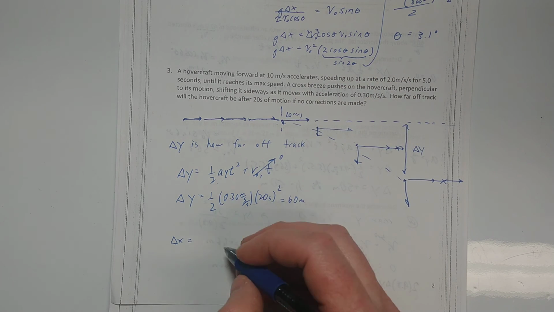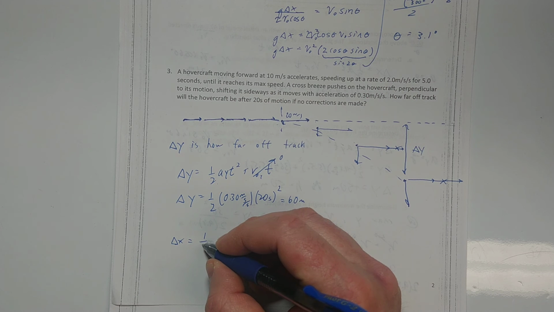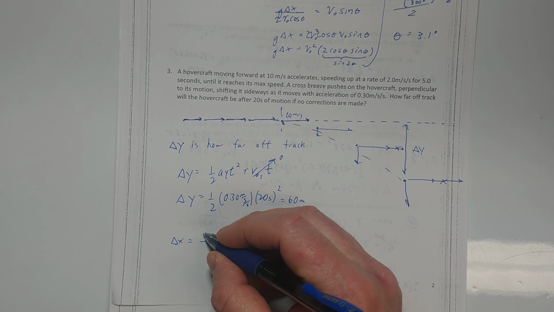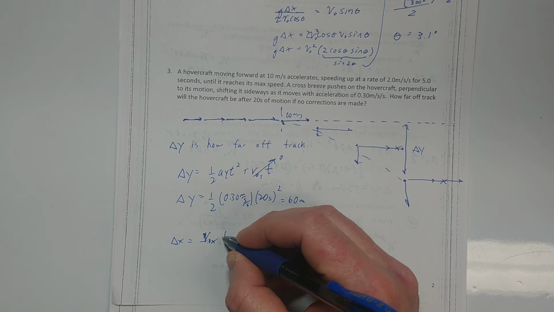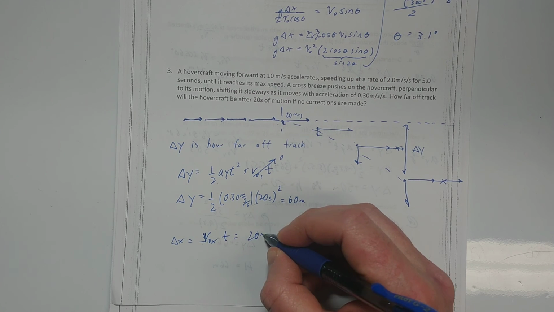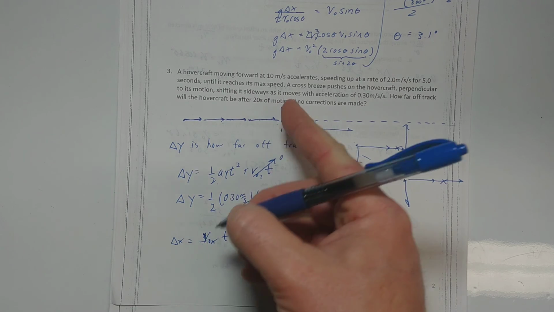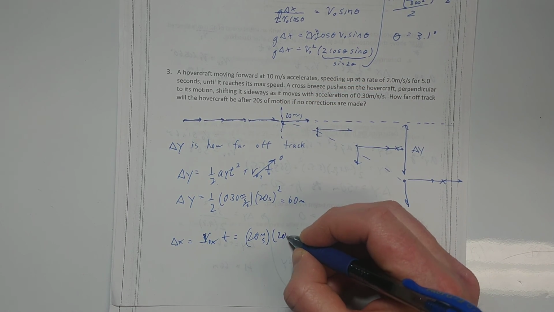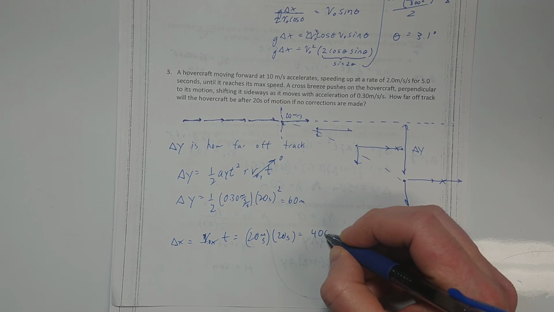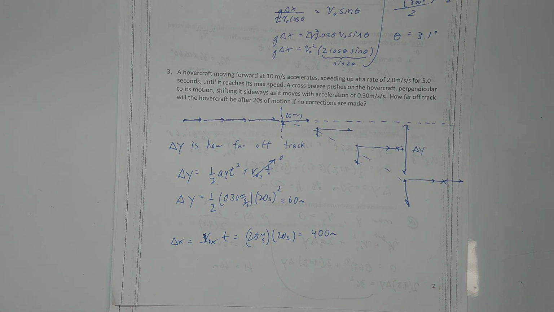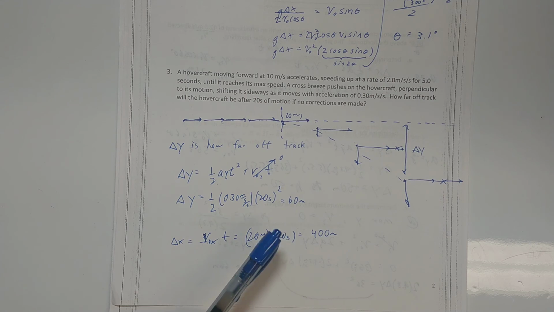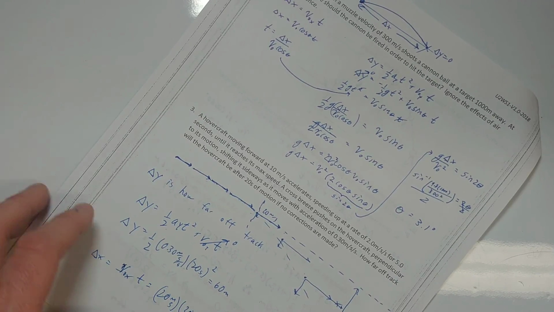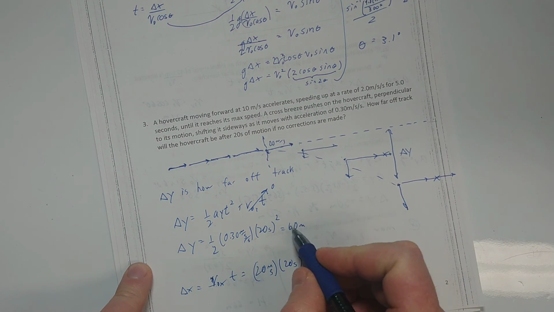So the x displacement here would be simply v naught x times t, which would be the 20 meters per second that it got up to by the time that cross breeze started, times 20 seconds. So 400 meters it moved forward, and it deflected off 60 meters, right? So anyway, this is the answer here, delta y.